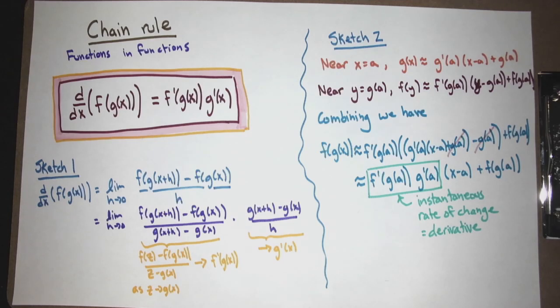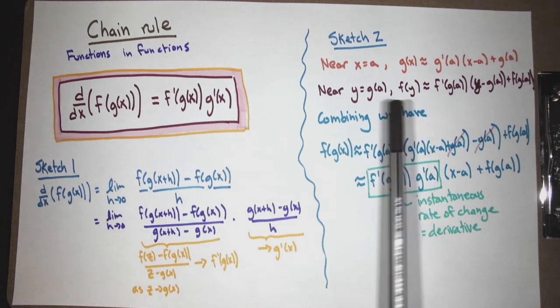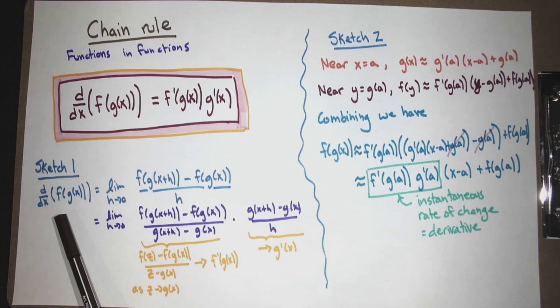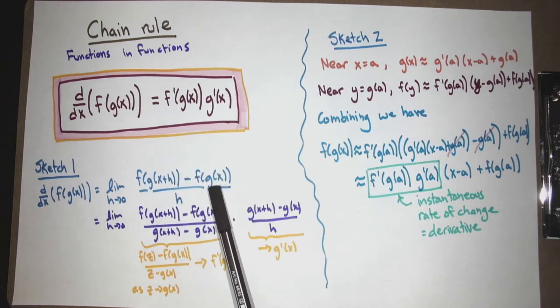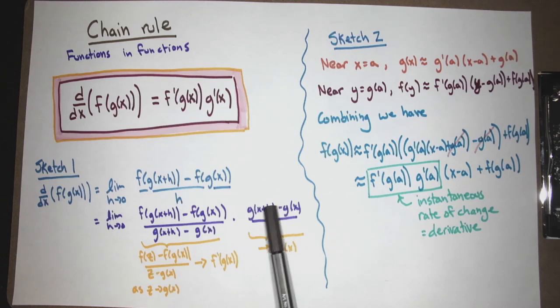Now I have two ways to argue why this is true. So what's one way? Well, definition. The derivative of f of g of x, we plug it into our derivative machinery. You have this g of x plus h, and then you have just g of x on the inside. Well, multiply and divide by the same expression. And then you say, hey, this last piece on the end, that's your g prime. Okay, so that's where our g prime is coming from.